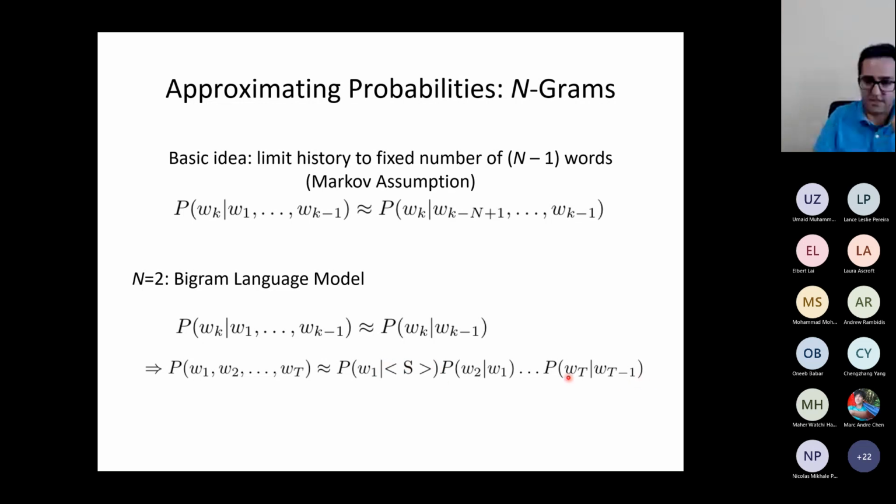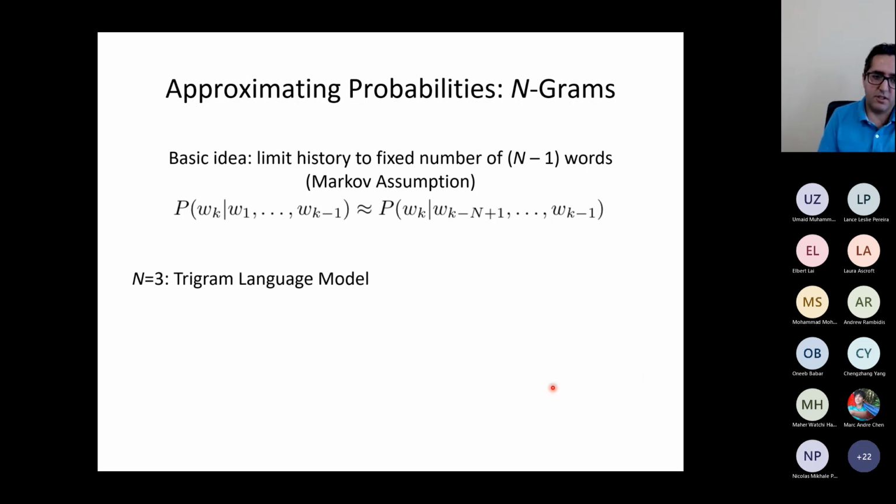And the rest just makes sense. So W2 given the previous one, and the last one given the previous one. So that's the idea, right? More complex than the previous version, but probably more accurate. We can just continue this.